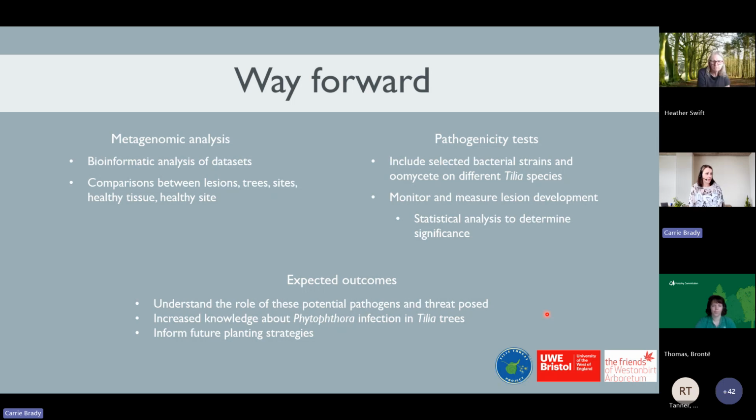And the expected outcomes from this research will provide understanding of the role of these potential pathogens as well as the threat they may pose. And it will also lead to increased knowledge about Phytophthora infection in Tilia. And what we hope as the final end goal of the project is that we may be able to inform future planting strategies through our pathogenicity test results.